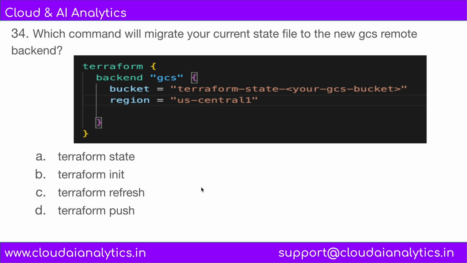Now we will discuss why the other options are incorrect. Option A, terraform state. Basically this is used for inspecting or modifying the state file manually. And option C, which is terraform refresh, will update the state file by querying the real infrastructure, so it doesn't migrate any state. And the next one is option D, which is terraform push. This command is already deprecated.